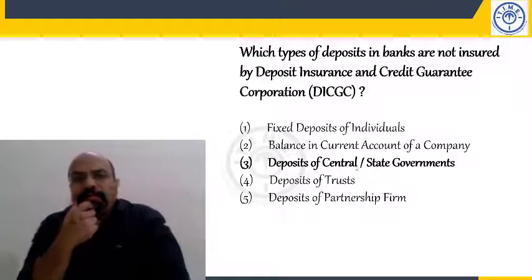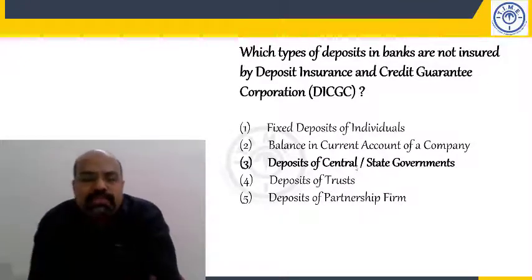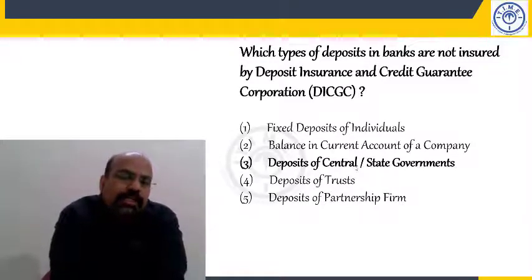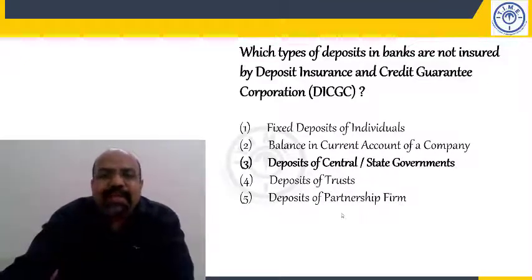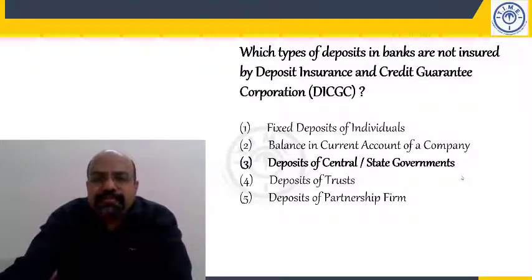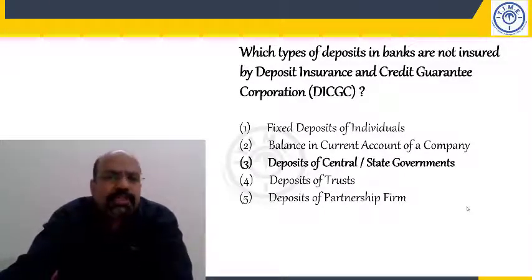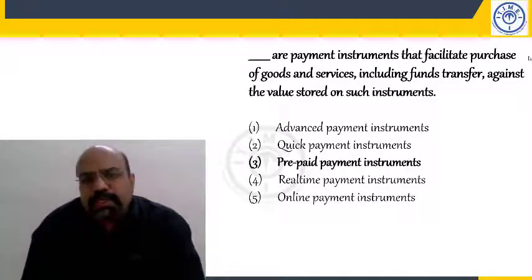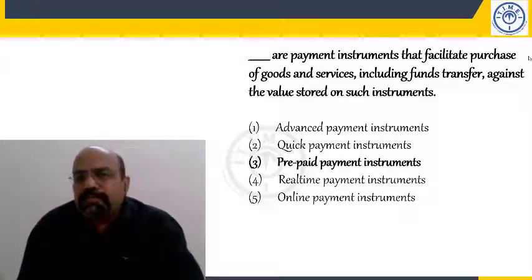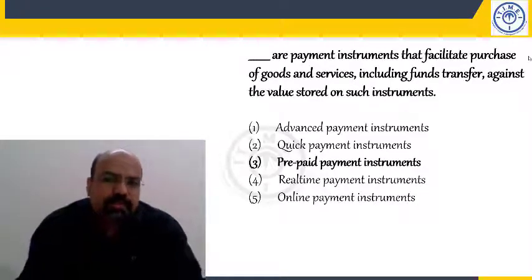Which types of deposits in banks are not insured by the DICGC? You know this question. This is a fairly easy one actually. A deposit of central and state governments. They don't need to be insured. Their money is not going anywhere. So choice 3. But what is the maximum insurance amount available under DICGC? 5 lakh rupees. Prepaid payment instruments are payment instruments that facilitate purchase of goods and services, including funds transfer, against the value stored on such instruments. There is nothing to discuss here. You already know this question.